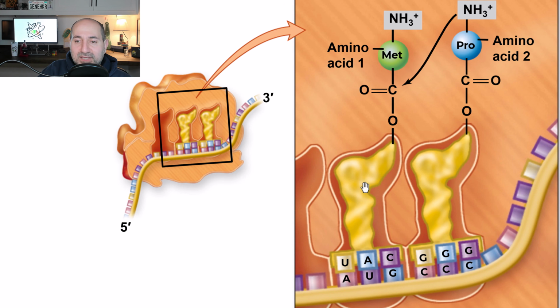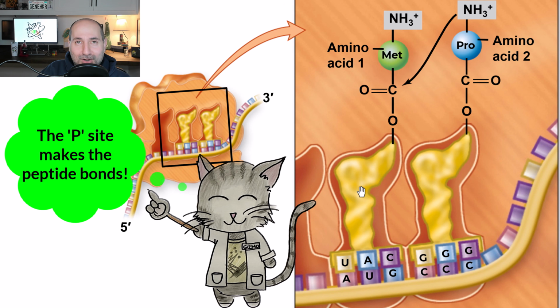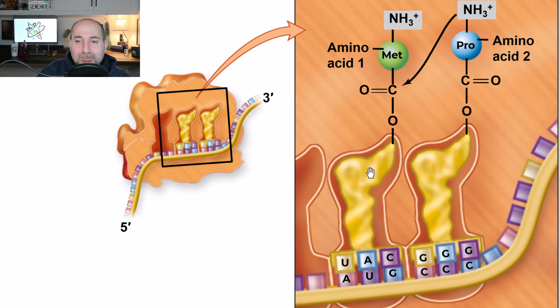So that's what the P site does. The P site makes the peptide bonds. For simplicity, you can think of it as the P site makes the peptide bonds. The P site has the Peptidyl-Transferase activity. The P site cuts the amino acid off of this tRNA and transfers it to the next amino acid on the next tRNA. So do you want to see what happens?